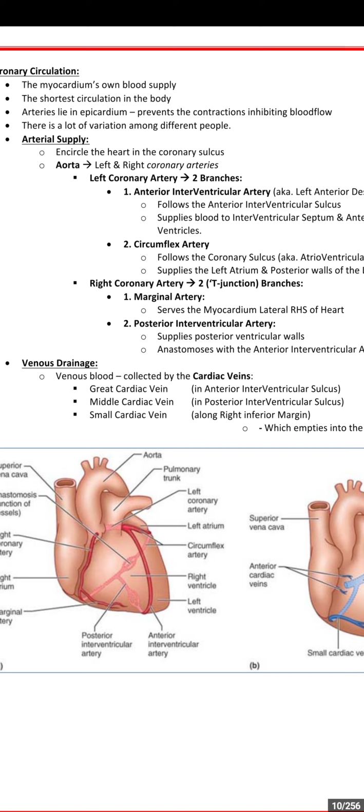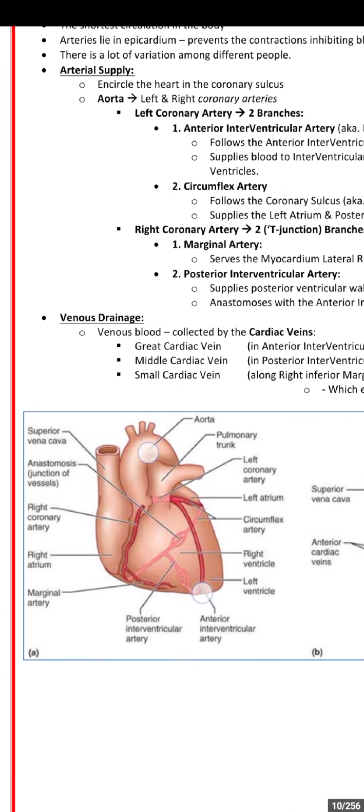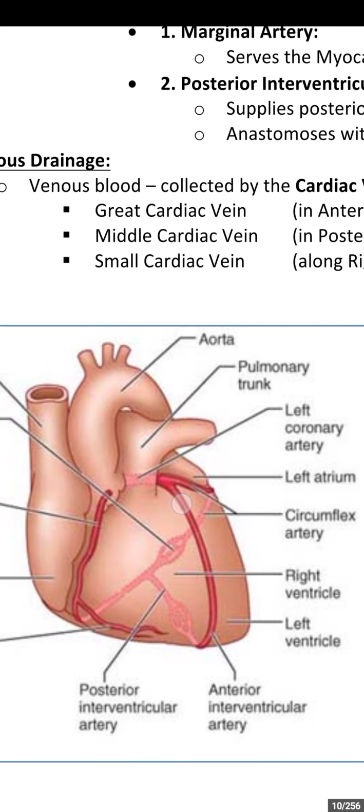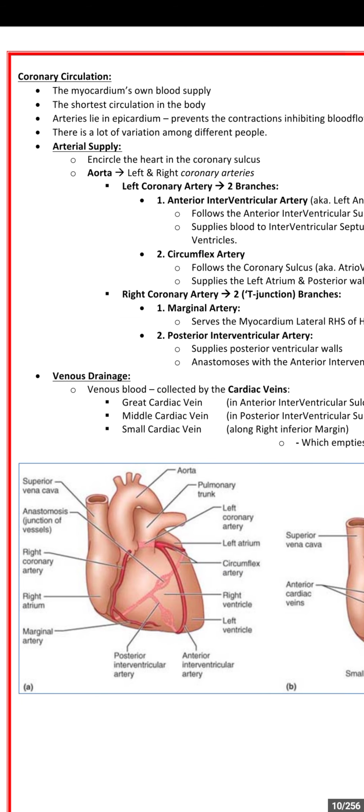The arteries lie in the epicardium. Epi means outside, so outside the heart. They are also seen inside the sulci, situated inside the sulcus. The arteries lie in the epicardium, preventing the contractions from inhibiting blood flow. As you can see, all these heart arteries are in, or on, the epicardium.